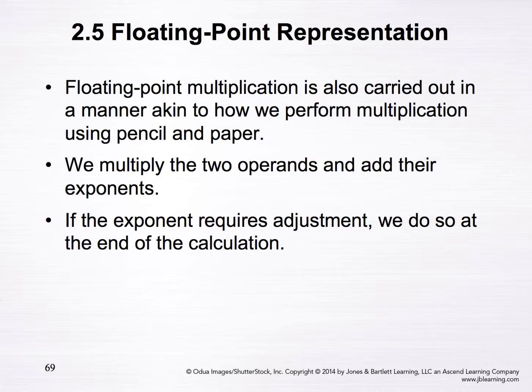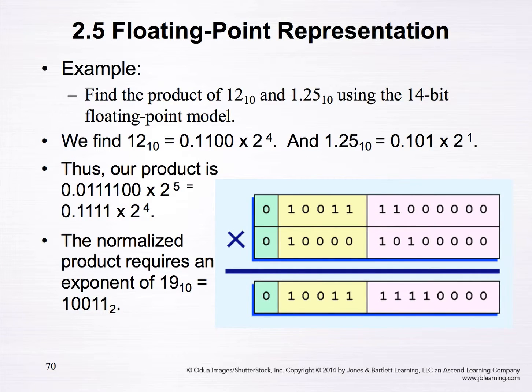The floating point multiplication is also carried out in a manner akin to how we perform multiplication using pencil and paper. So basically, we multiply two operands, and also we add their exponents. If the exponent requires adjustment, we do so at the end of the calculation. So now we show how to use a floating point representation to do the multiplication of two numbers. For example, we try to find the product of 12 and 1.25 using a 14-bit floating point model.